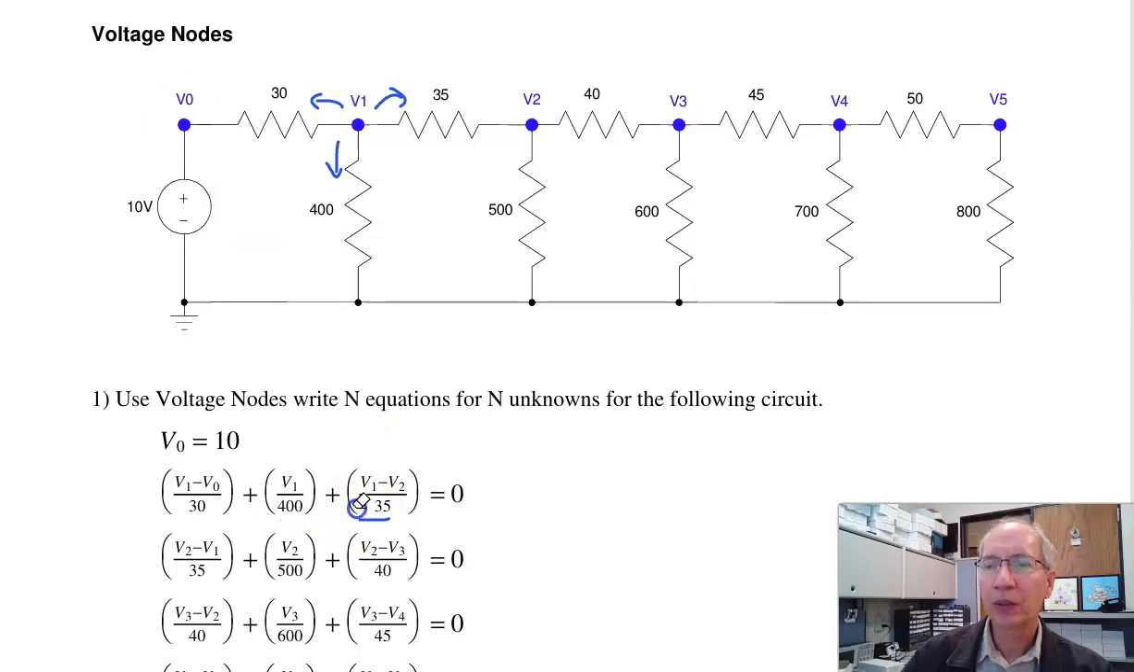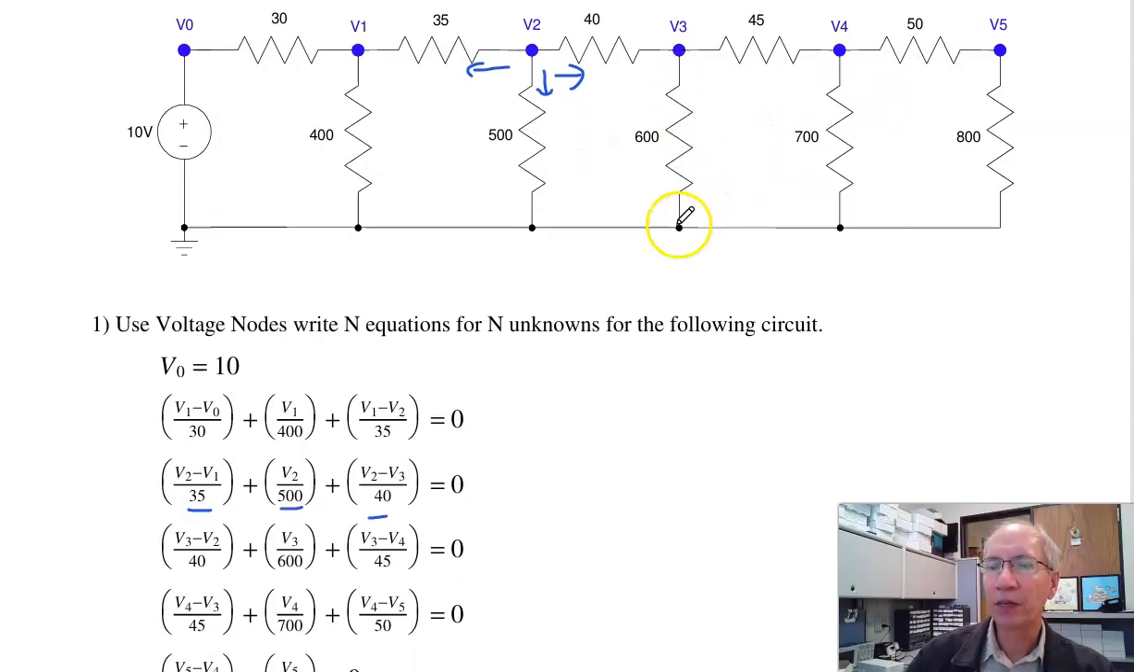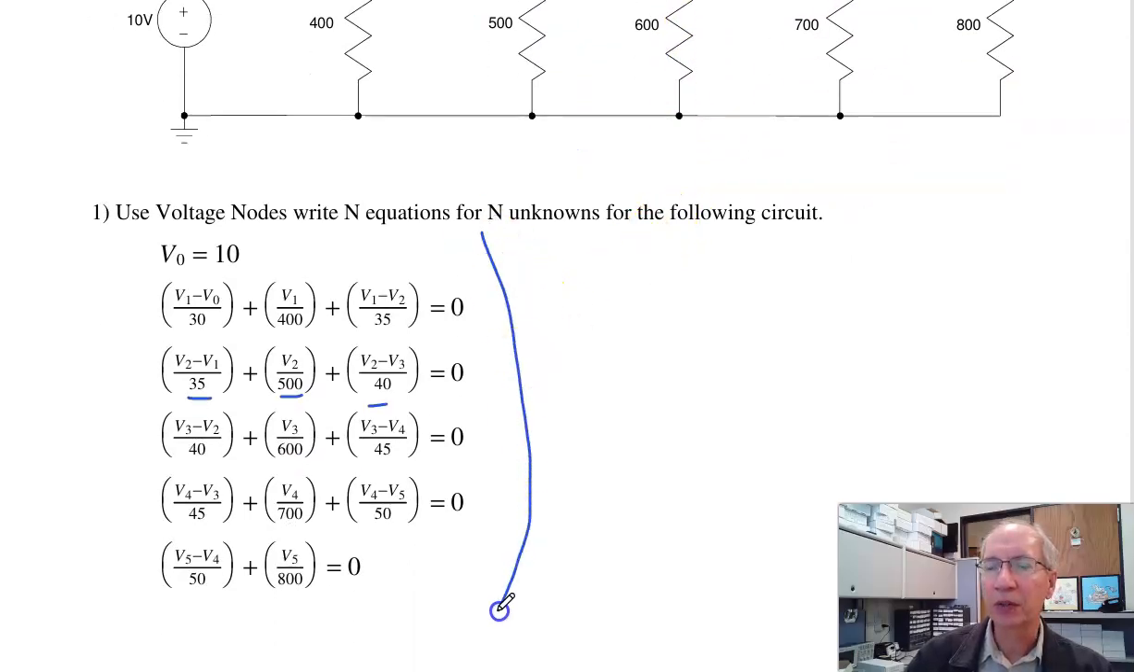At node 2, same story. At node 2, the current left plus the current down plus the current right equals 0. Current left is (V2 minus V1) over 35, plus V2 over 500, plus (V2 minus V3) over 40, equals 0. Repeat for node 3, 4, 5, gives you 6 equations, 6 unknowns.